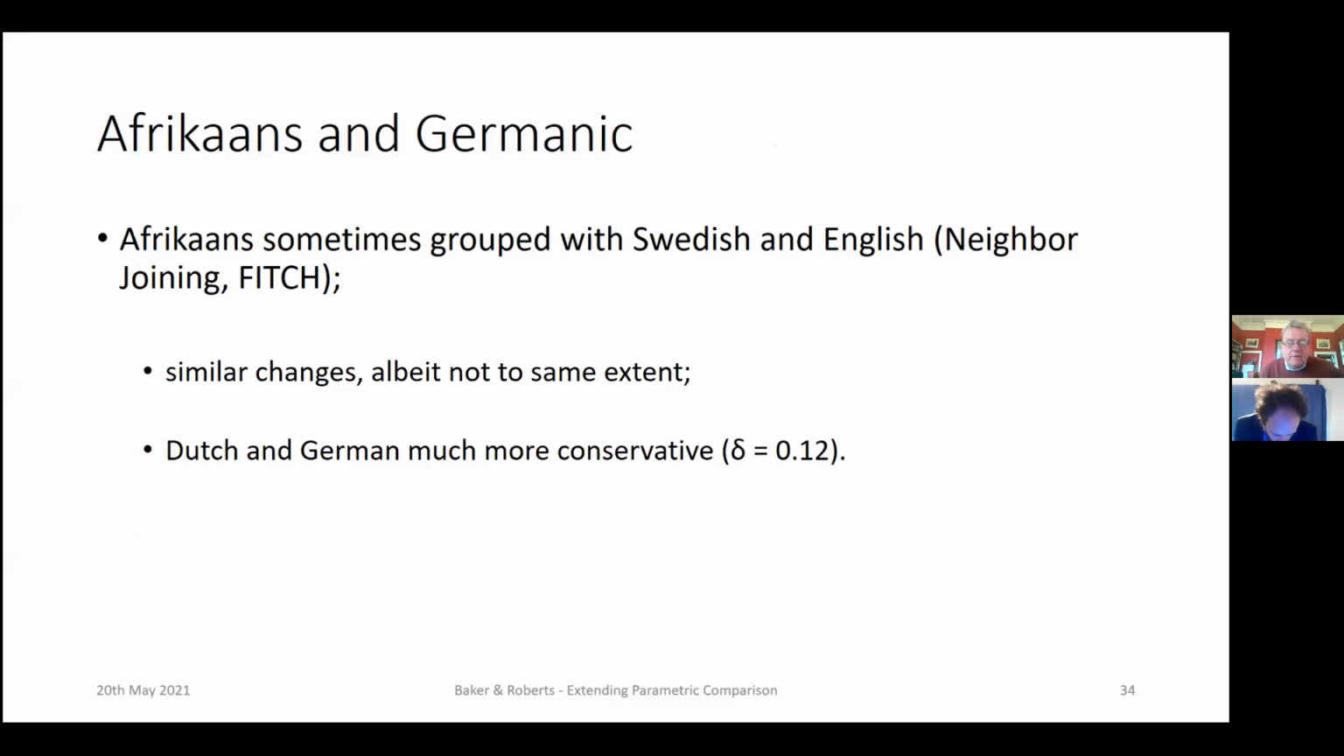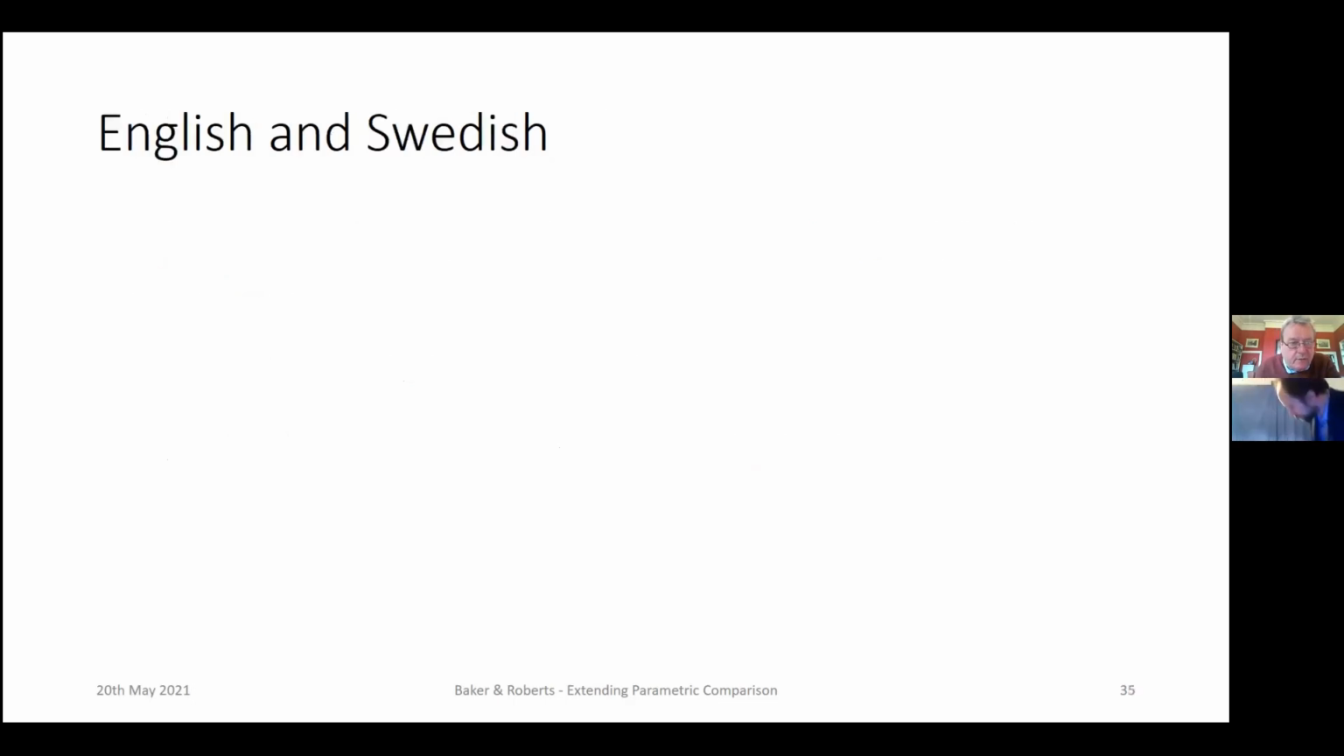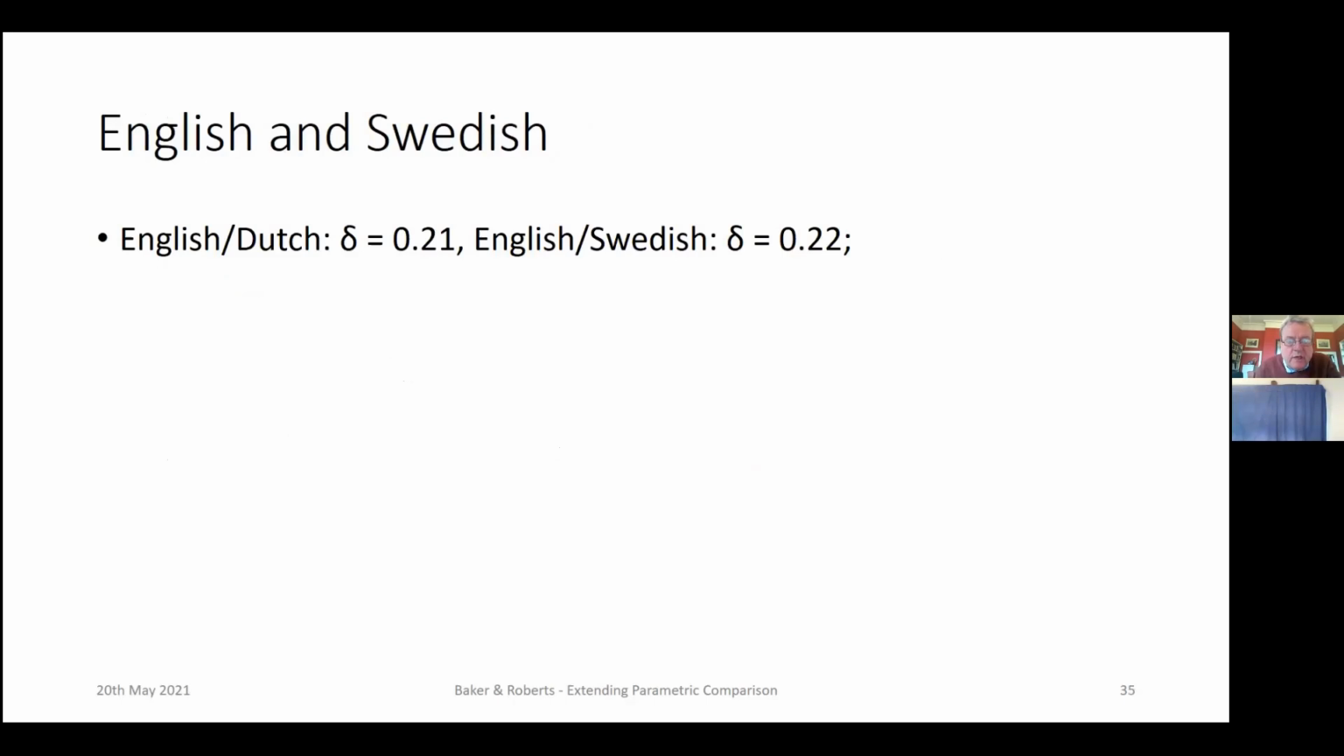So explanations in terms of contact. In terms of Afrikaans and Germanic, as we saw, Afrikaans is sometimes grouped with Swedish and English as opposed to Dutch and German. And this, of course, could reflect relative deflection in the history of all three of those languages in relation to Dutch and German.